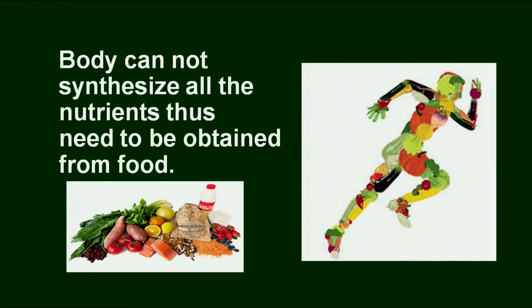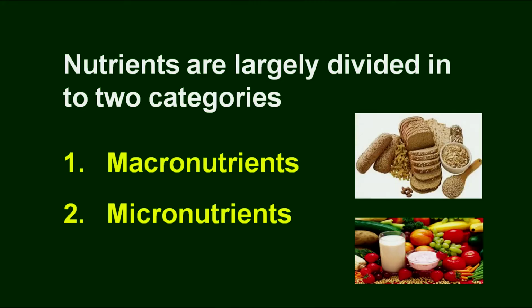So I'll say the body cannot synthesize all the nutrients, thus they need to be obtained from food, because there are a large number of nutrients which the body requires for various kinds of functions. For that purpose, nutrients are largely divided into two categories: macronutrients and micronutrients. You will see the difference of only one letter at the second stage, MAC and MIC. It is very easy to remember macronutrients and micronutrients. Let us understand what they are.